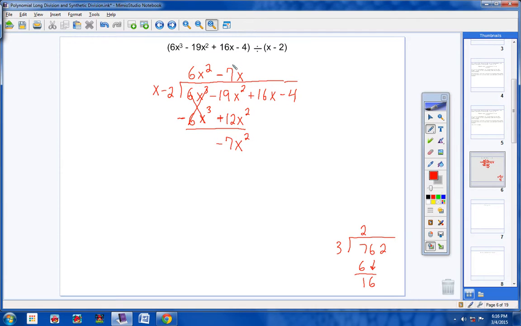Now, we're going to take this right here, alright? It's negative 7x, and we're going to multiply it times x minus 2. We're just repeating the last process that we did, okay? So here we go. Negative 7x times x is negative 7x squared. Negative 7x times negative 2 is positive 14x, okay?